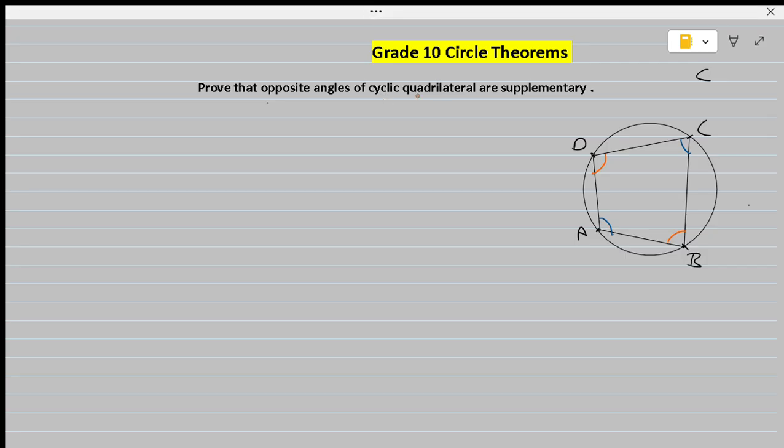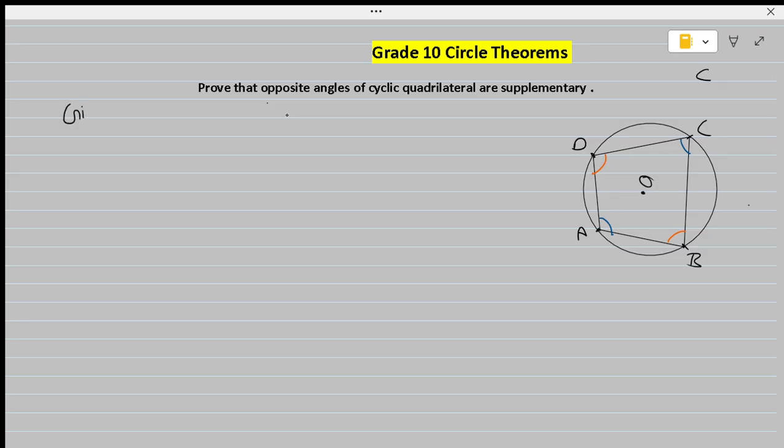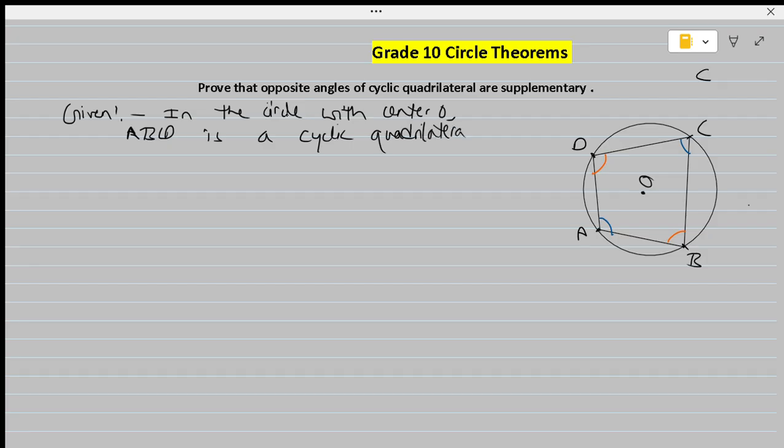So let's start by providing the given. Here, in the circle with center O, ABCD is a cyclic quadrilateral. That's what is provided to us first. And we have to prove that its opposite angles are supplementary, or their sum is 180 degrees. I take one pair, B and D. So to prove: the sum of angle B and D is 180 degrees. B is angle ABC and D is angle ADC. Their sum equal to 180 degrees we have to prove.